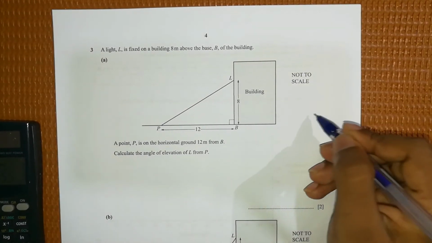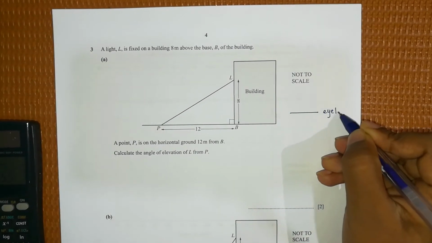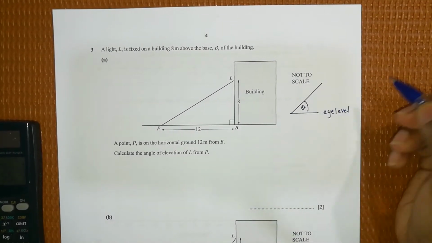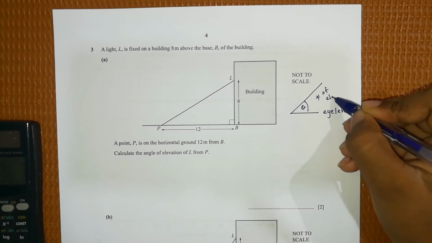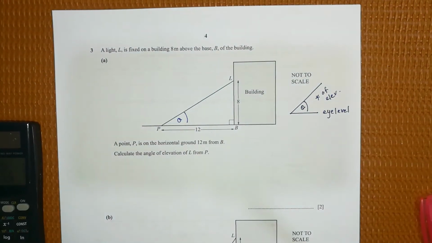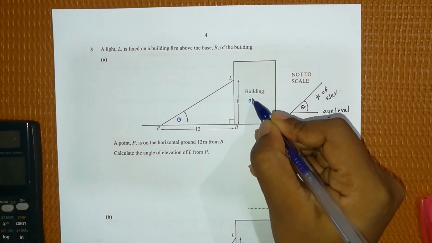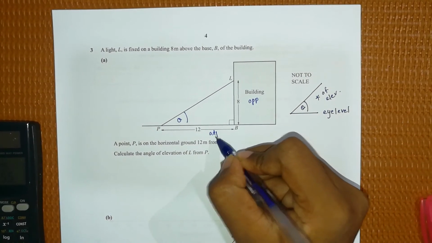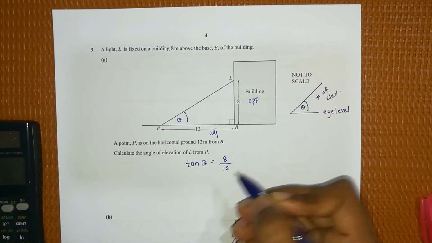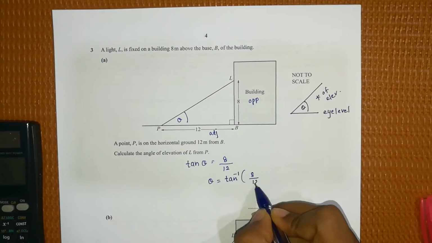So angle of elevation occurs when we look up. So if this is our eye level, when we look up only, the angle of elevation forms. So this is the angle of elevation. So in this case, the angle of elevation is this. So this is a right angle triangle. This is the opposite according to the angle. This is the adjacent. Therefore, we have to use tan theta, 8 over 12. So theta is tan inverse 8 over 12.